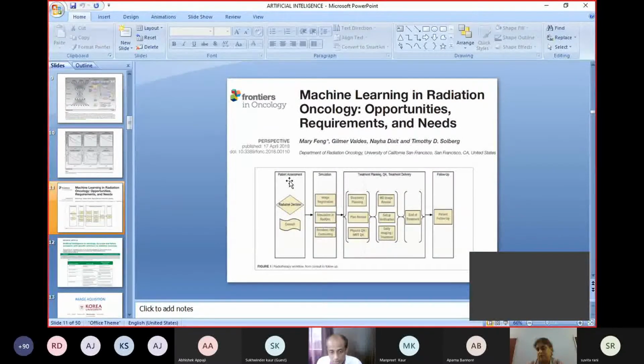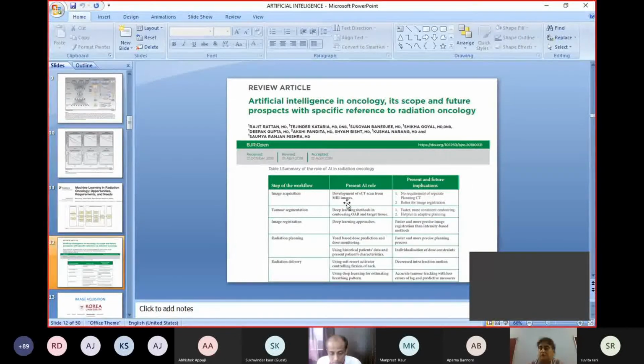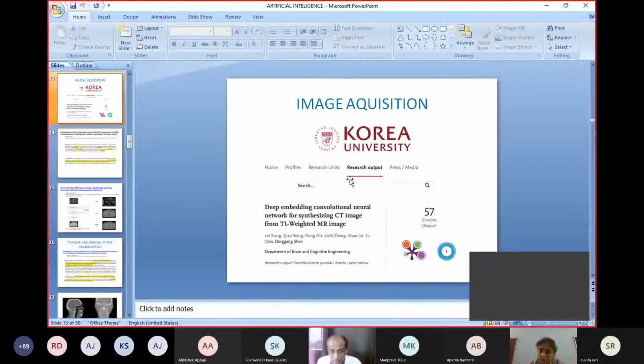This is a nice paper showing the different steps of radiation, which I just now briefed: the patient assessment, simulation, treatment planning, and delivery, then follow up. In every step, we need the help of artificial intelligence to help the doctor in quickly planning and delivering the treatment. So I will touch upon each area to a minimal extent to give you an idea how it works. We are working mainly with 5 areas: image acquisition and segmentation, then image registration, then planning and treatment delivery. In image acquisition, how is artificial intelligence required?